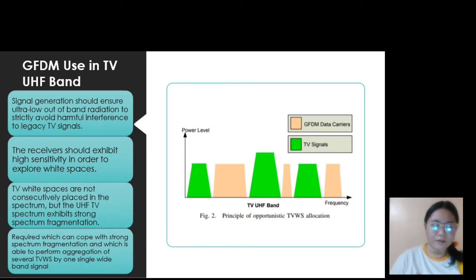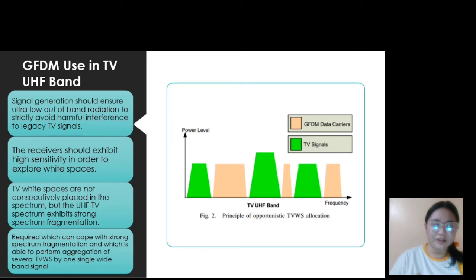GFDM used in the TV UHF band. Here you can see the opportunistic TVWS allocation for GFDM data carriers in comparison to TV signals. Spectrum holes in the UHF TV bands, or the TV white spaces, or TVWS, are a prominent scenario due to the digital dividend and serve as a motivating use case for GFDM. The design of such opportunistic devices is particularly difficult for two reasons.